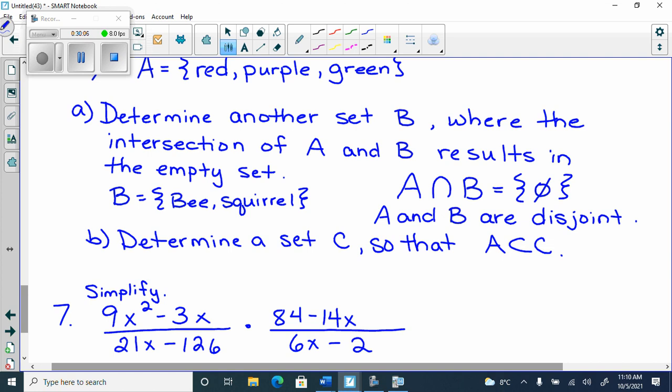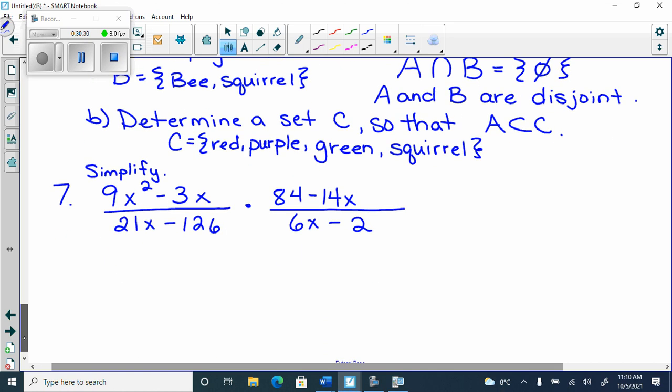Yep. So C, I'm going to have red, purple, green, and squirrel. If it has that, is A still a subset of C? Yeah, because it has red, purple, and green.